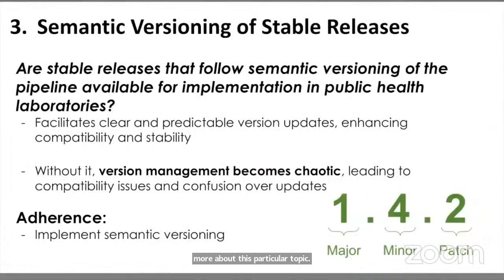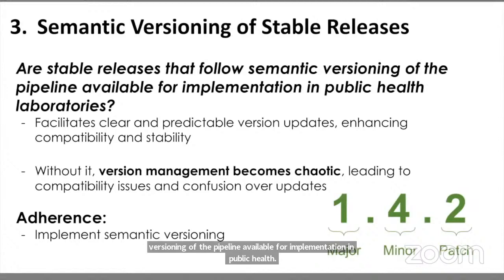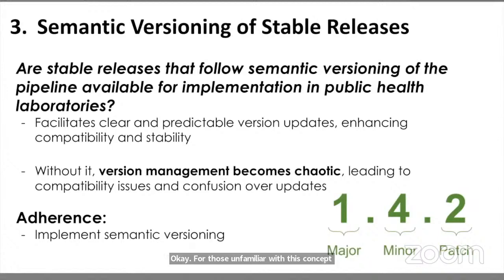All right, and number 3, semantic versioning of stable releases. Are stable releases that follow semantic versioning of the pipeline available for implementation in public health laboratories? For those unfamiliar with this concept, semantic versioning is a versioning system that uses 3 numbers to indicate software versions. These 3 numbers indicate a meaning about the types of changes made to a software from version to version. The 3 numbers represent either major, minor, or patch updates to the code.